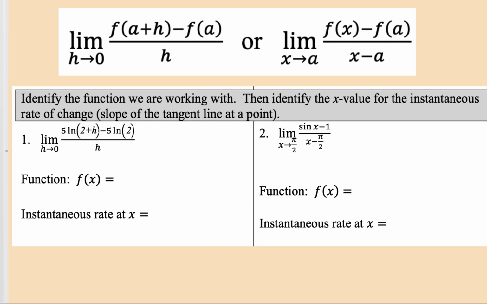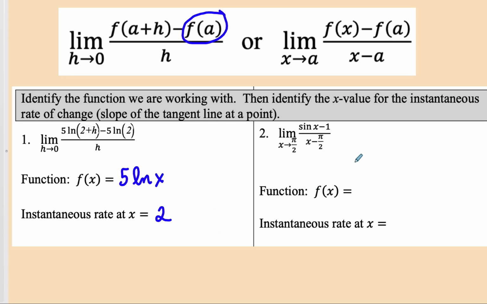All right, now what if I ended up giving you this limit expression? Do you think you could identify the function? Do you think you know what function I'm working with? And so again, here's the function right here. All right, and it looks like the number being used, this a, is the number 2. So I think I'm going to say the instantaneous rate looks like it's at 2, and the function looks like it is 5 natural log of x. That's we're putting the number 2 in for x, and we're putting the number 2 plus h in there.